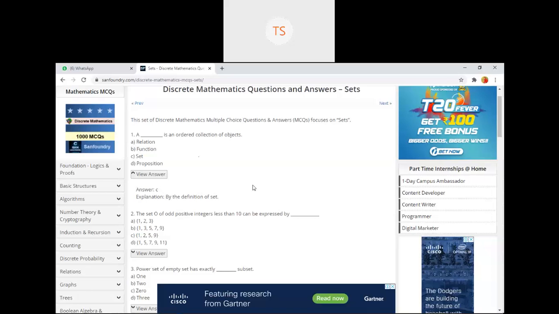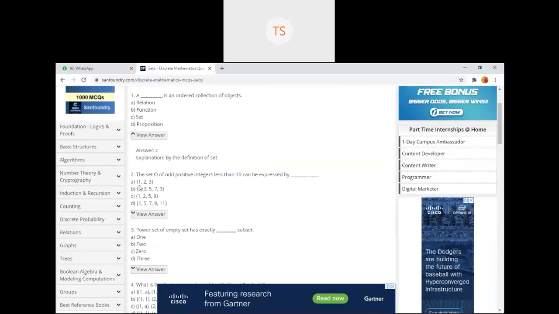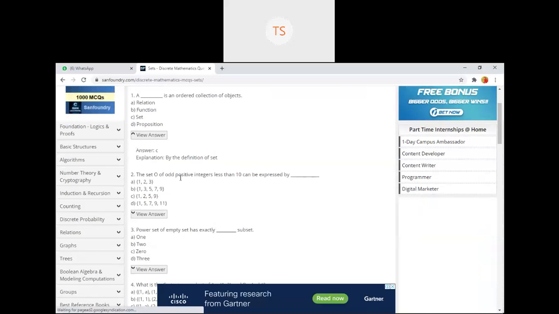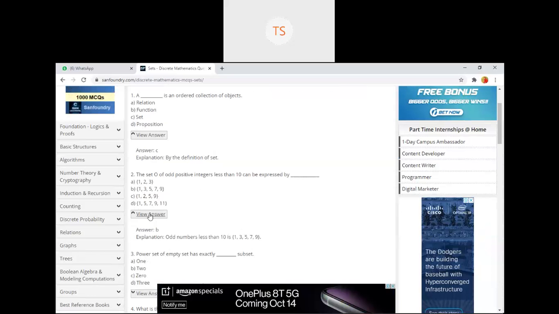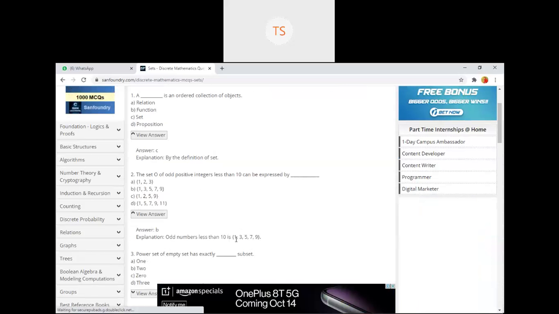Next, question number 2. The set O of odd positive integers less than 10 can be expressed by, and these are the options. Which is the correct option? The set of odd positive integers less than 10. Option B, that means 1, 3, 5, 7 and 9. So let's check it. Yes, option B is the correct option, and the explanation is: odd numbers less than 10 are 1, 3, 5, 7 and 9.